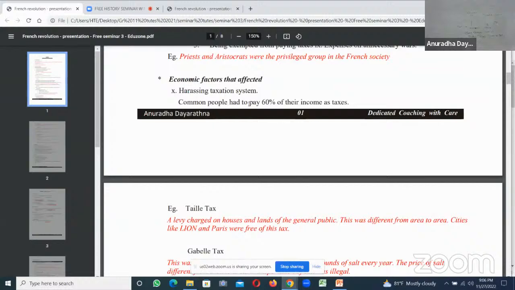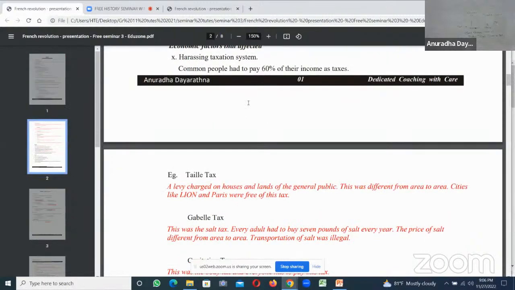Gabelle tax is the second type of tax. What is the Gabelle tax? This was the salt tax. Every adult had to buy 7 pounds of salt every year. This pound is heavier than a kilo. Now here we use kilos. No? A pound is something heavier than a kilo. So normally an adult cannot consume 7 pounds of salt annually. It's too much. But however, they had to buy.